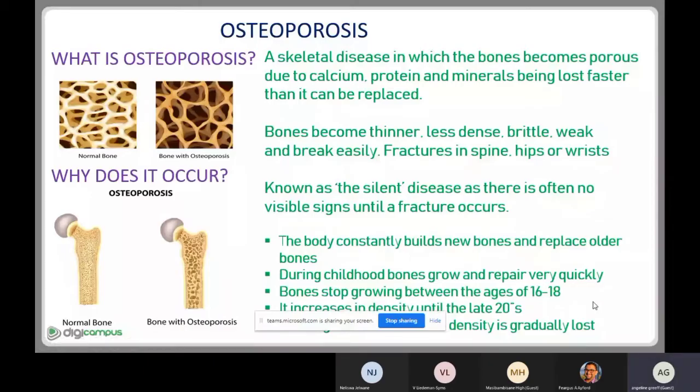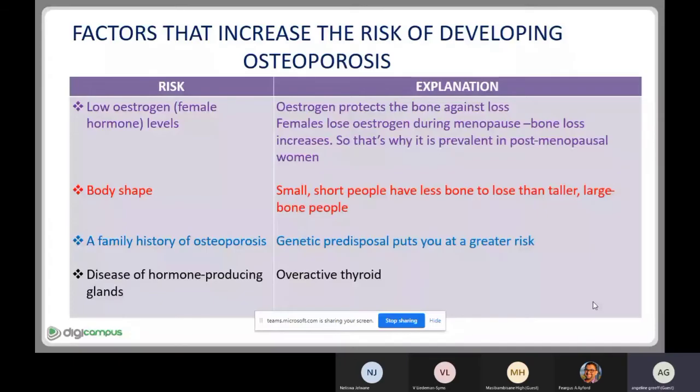Now, factors that increase the risk of developing osteoporosis. You need to know the factors, but you also need to know why. Here's an explanation. Low estrogen, the female hormone: low estrogen levels can increase the risk of developing osteoporosis. Why is this? Estrogen protects the bone against loss. Females go through menopause in their late 40s to early 50s, and when they go through menopause, they lose estrogen. This means that bone loss increases. That's why osteoporosis is more prevalent in postmenopausal women.